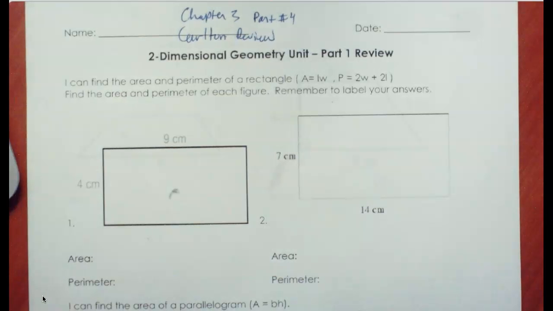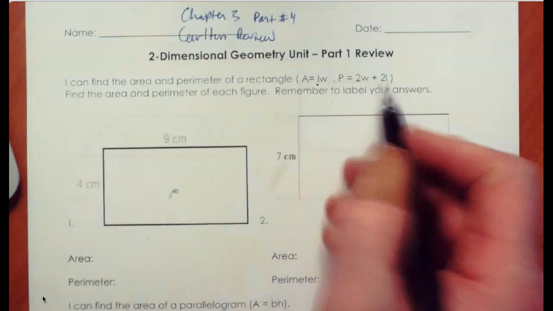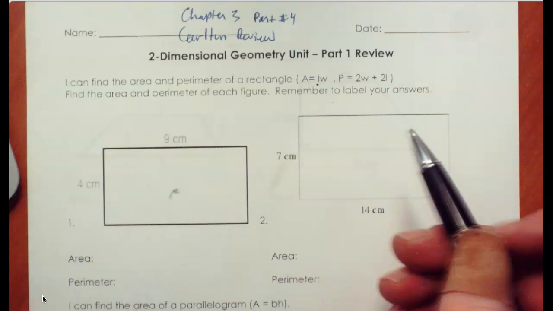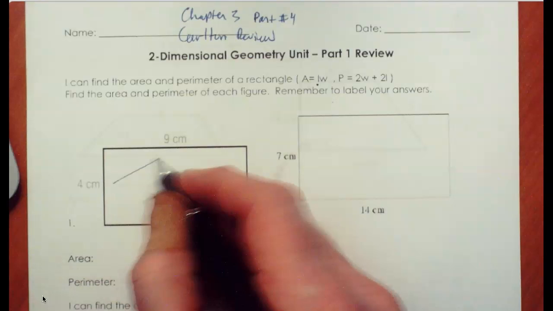What is the area? I can find the area and perimeter of a rectangle. The area equals the length times the width. The perimeter equals 2 times the width plus 2 times the length. Find the area and the perimeter of each figure. Remember to label your answers. So area is real simple. You just multiply these two numbers together.